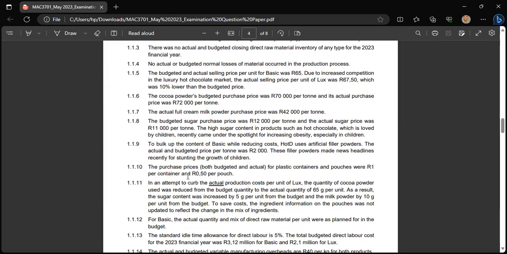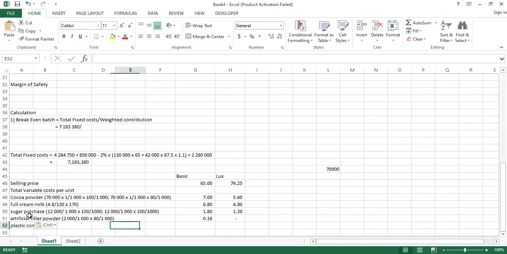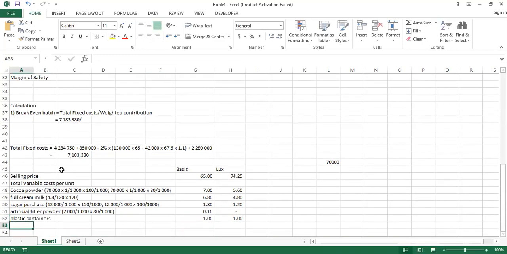All right, then the purchase price for plastic containers. It's per pouch, so both budgeted and actual were R1 each. So let's say plastic containers. We are told again this is R1 per pouch.